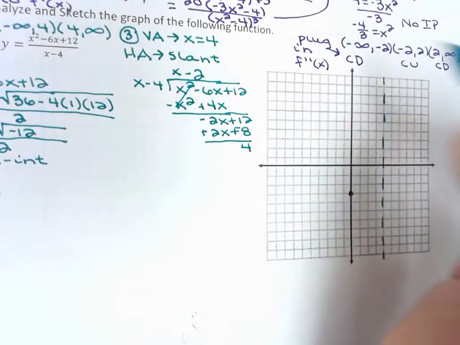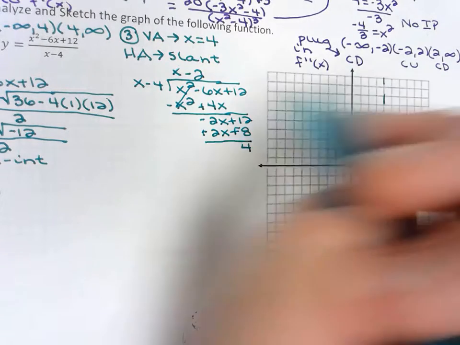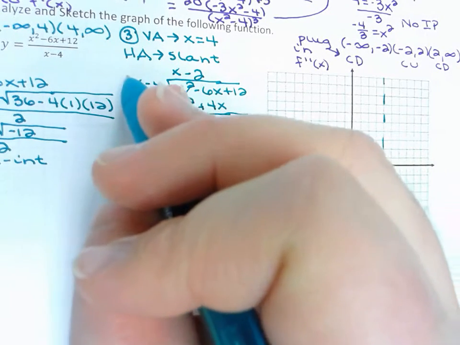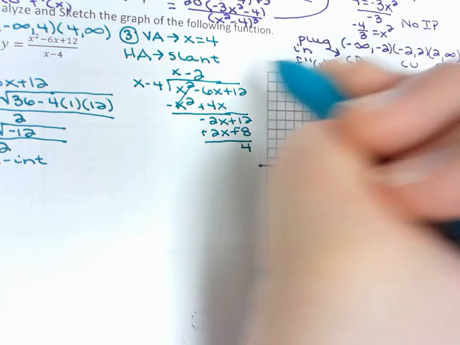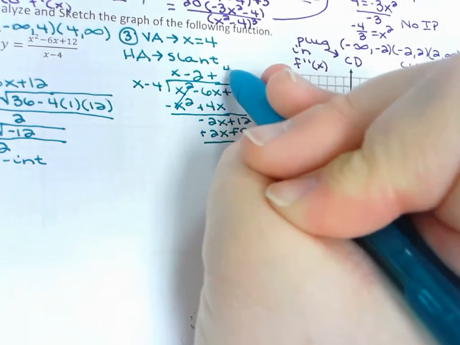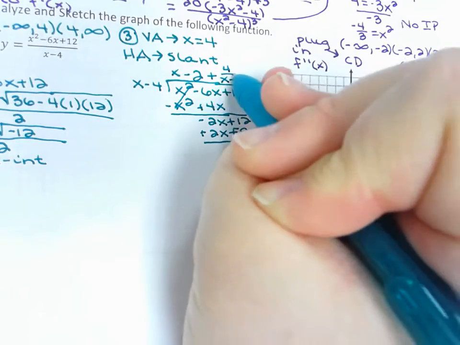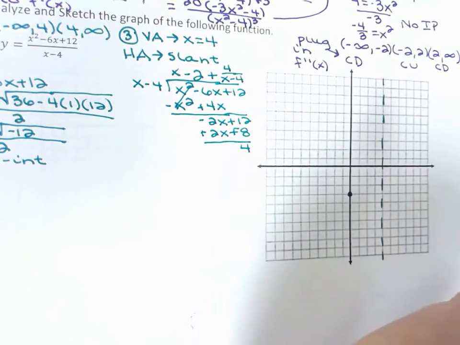That always goes over your, I always get confused, divisor or dividend? I don't know, it doesn't really matter. So plus 4 over x minus 4. It goes over whatever's up front.